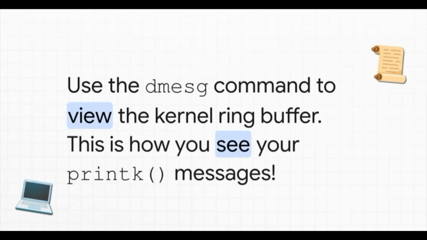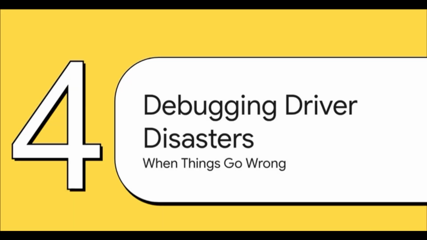So you've put a printk in your code. How do you actually see the message? It's simple. You just use the command dmesg. This command literally just prints out the contents of that kernel ring buffer. When you're debugging a driver, printk in your code and dmesg in your terminal are your absolute best friends. It's the ultimate duo. Which brings us perfectly to Section 4, debugging driver disasters.